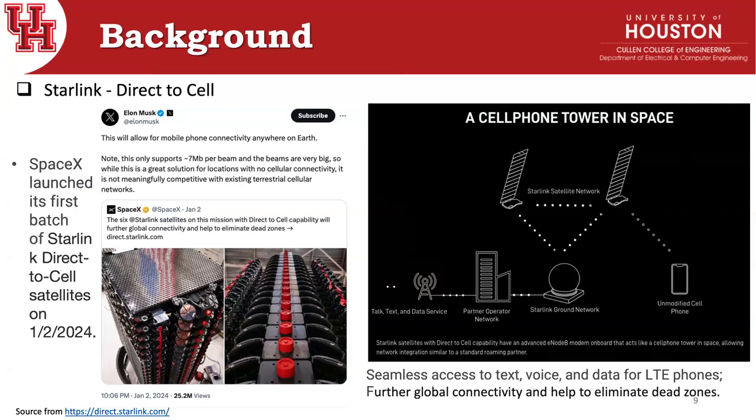This new network isn't competing with ground-based cellular networks. Instead, it provides a solution in regions lacking cellular infrastructure. And this direct-to-cell service is very similar to a cellular tower in space, with each satellite equipped with an advanced eNodeB modem. This means that unmodified cell phones, the ones we carry every day, can now connect directly to the satellite overhead, and we don't need the terrestrial cell towers.